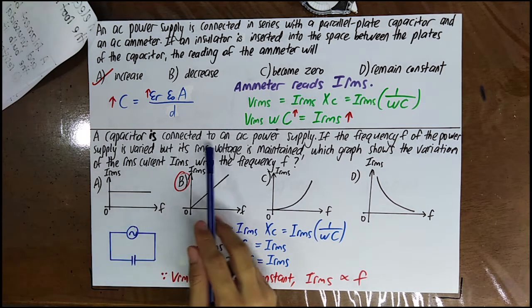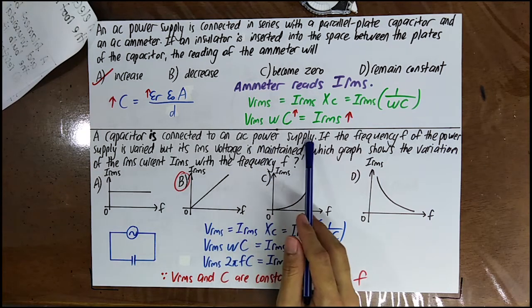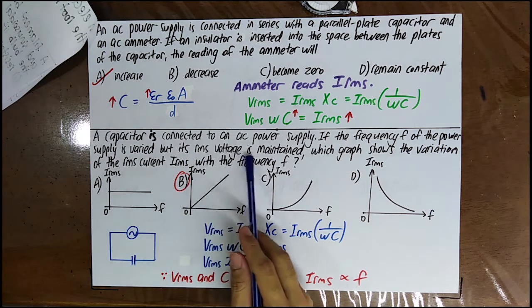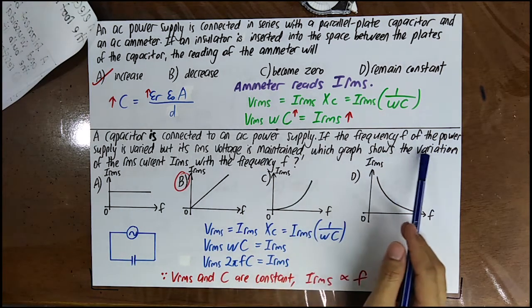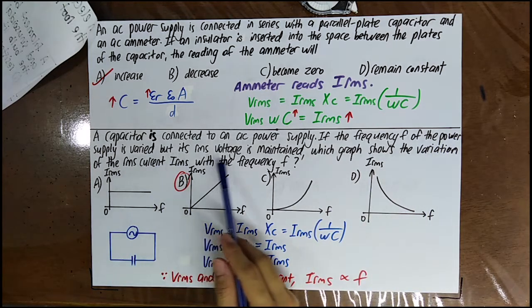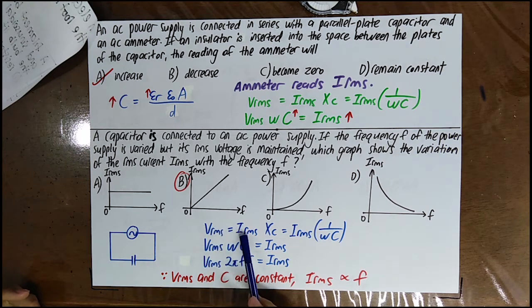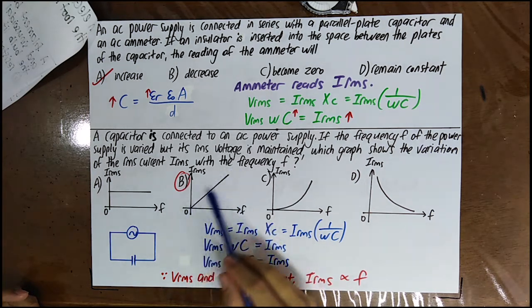A capacitor is connected to an alternating current power supply. If the frequency f of the power supply is varied, but the root mean square voltage is maintained, which graph shows the variation of the root mean square current with the frequency f? Okay, this is the alternating current supply. This is the capacitor. VRMS equals IRMS XC, and XC equals 1 over omega C. So you know that when the VRMS and C are constant, IRMS is directly proportional to f. So it's this graph.